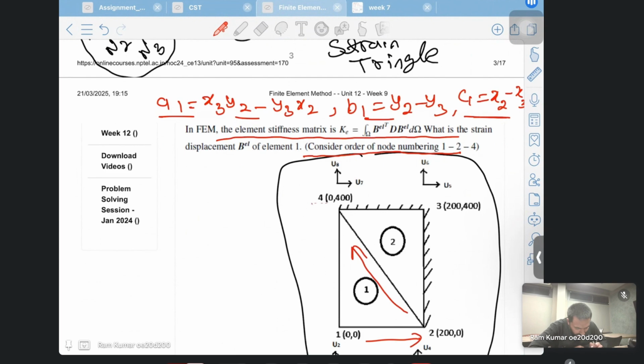Okay, so they are saying consider the anti-clockwise direction. In this way it will be 2, 3, 4 like this. 2, 3, 4. It will be 1, 2, 4. That is okay.